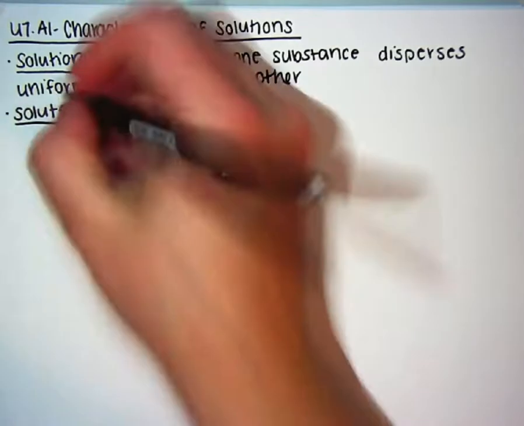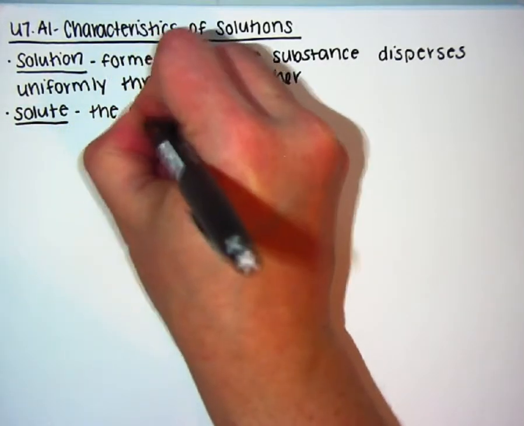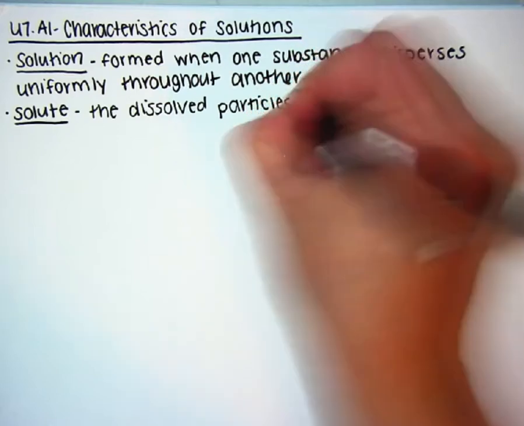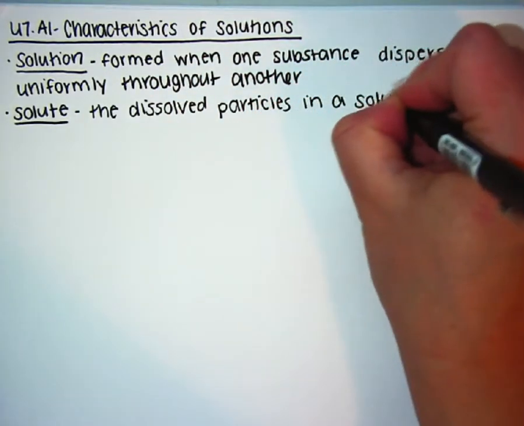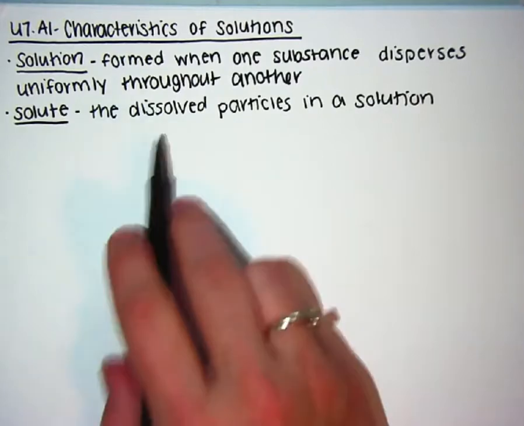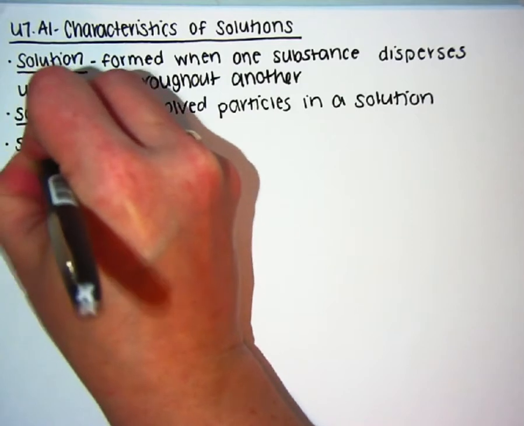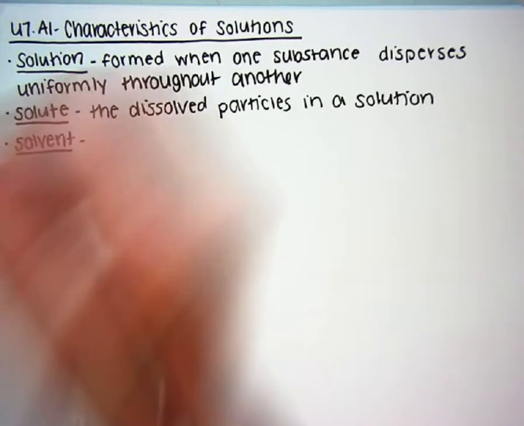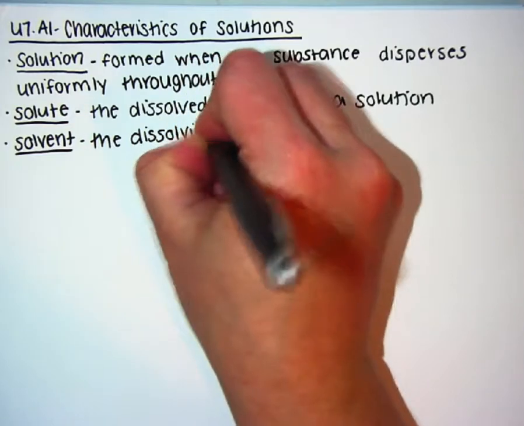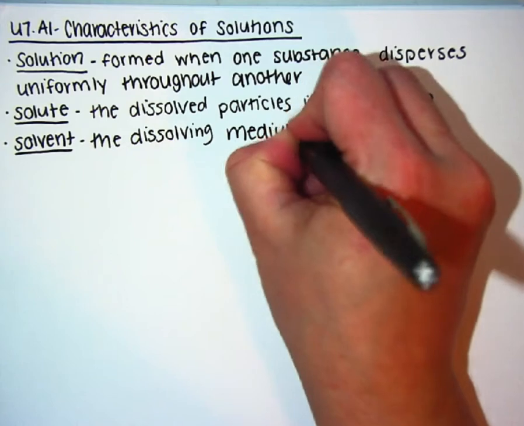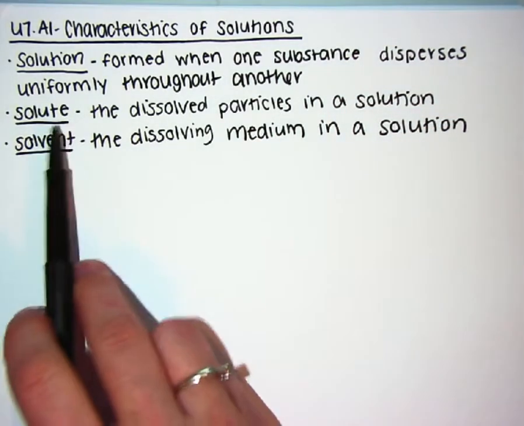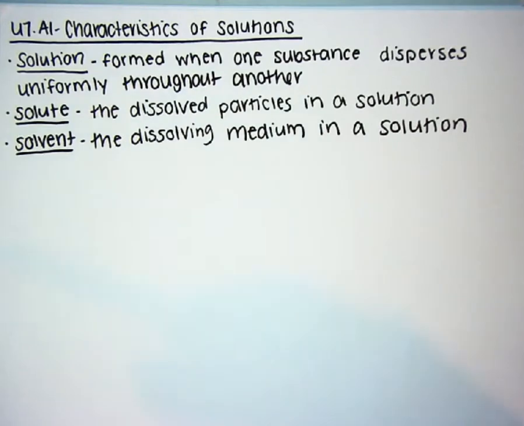The solute. These are the dissolved particles in a solution. So if we're making Kool-Aid, the Kool-Aid powder is the solute. It's what is being dissolved. The solvent is the dissolving medium. So the Kool-Aid is being dissolved in water. The Kool-Aid powder is the solute. The water is the solvent. It's what the Kool-Aid is being dissolved in.